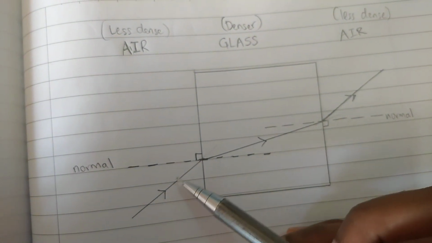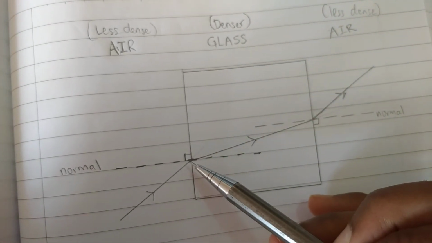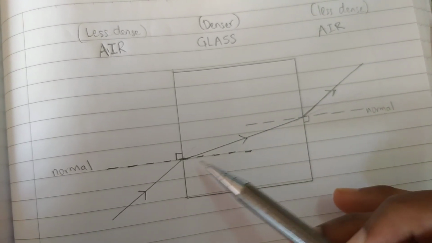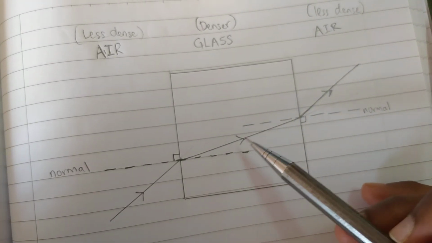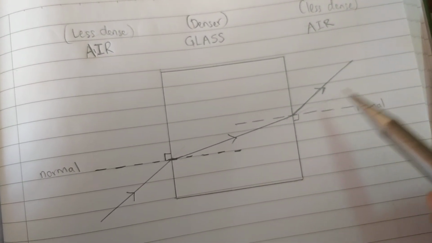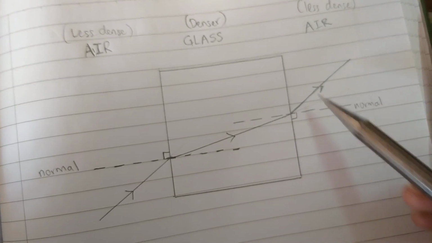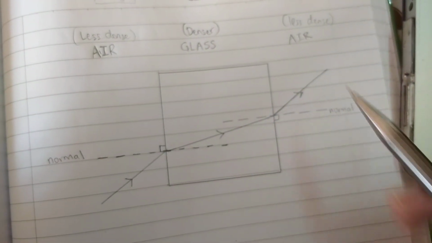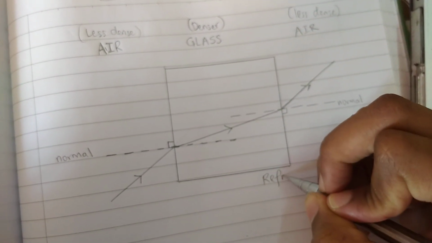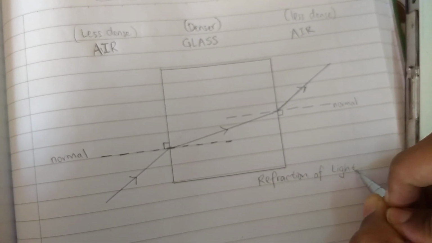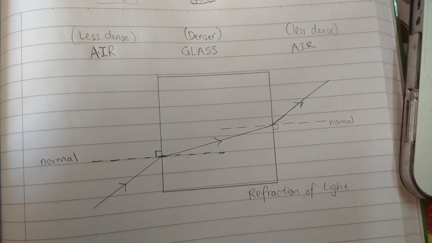So remember again, from air, instead of carrying on straight, because it's blocked by glass, it will go slower. So it will go inside, nearer to this normal line. Then it travels here. Instead of going on straight, because now it's back into air, it goes faster. Faster means away from the normal. So it goes further away. And this is the refraction of light. Okay, that's it.